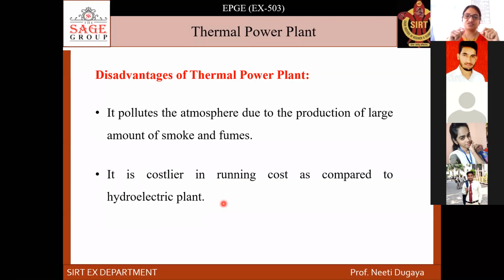So its maintenance cost or running cost is much higher, as so many assemblies, devices and equipment are required there, but installation cost is less, while running cost is very very high. And the main, prime disadvantage is that it pollutes the atmosphere due to the production of a large amount of smoke and fumes.